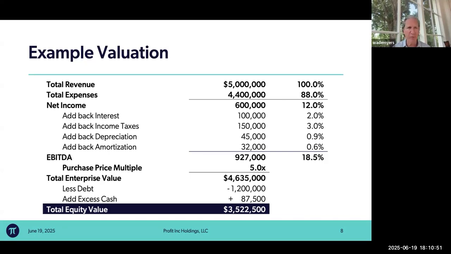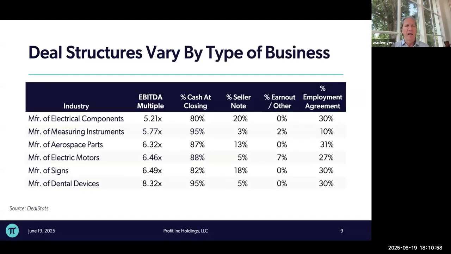All right, so that's how the valuation basically works in terms of the earnings multiple. In this case, we've got a purchase price multiple of 5x. I just took some example manufacturing businesses, 6 different examples, with different NAICS codes, just to show the differences in how these deals are potentially structured, as well as the EBITDA multiple.